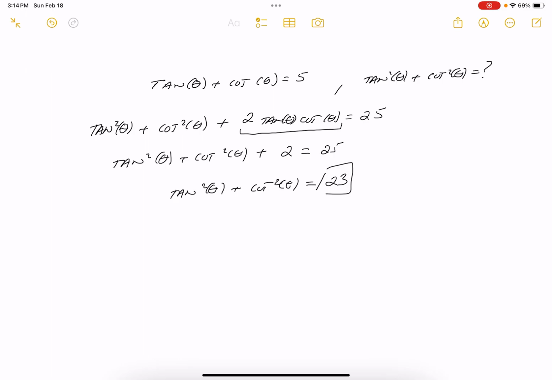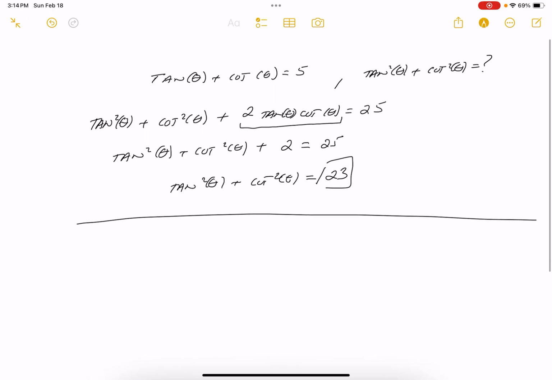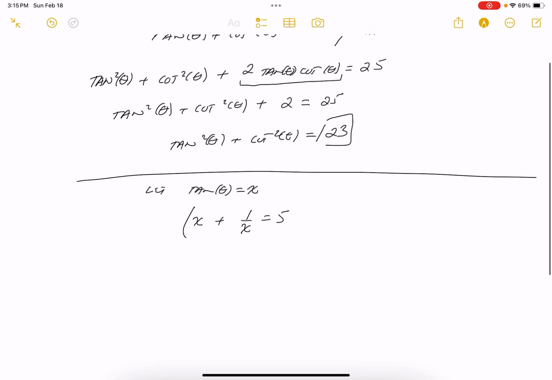All right, let me just talk about other ways of doing it, though. The other way of doing it is to just simply simplify it, which is not a bad idea. You let tan theta equal x. Plug it in. What do you get? You get x plus, well, the cotangent then was reciprocal, it would be 1 over x is equal to 5. Square both sides.